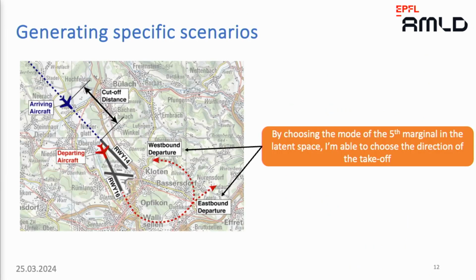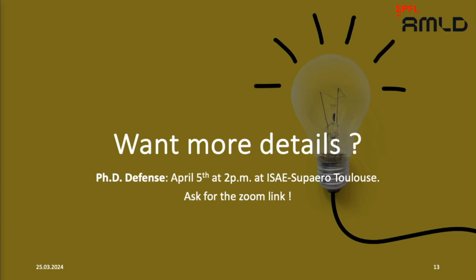So if I go back to the beginning when I presented this Gato 1416 problem, this is pretty nice, because by only choosing where I place the cursor in the fifth dimension of my latent space, while keeping the other dimensions completely random, I'm able to generate a pair of trajectories for the takeoff either going west or going east. And this is super nice because the risk of collision is very different for the eastbound departure and for the westbound departure. So now I've presented how I managed to generate more trajectories.